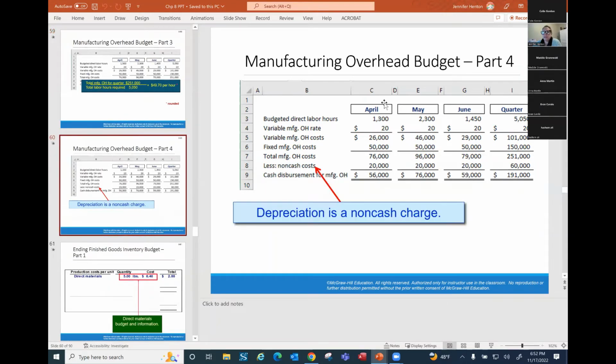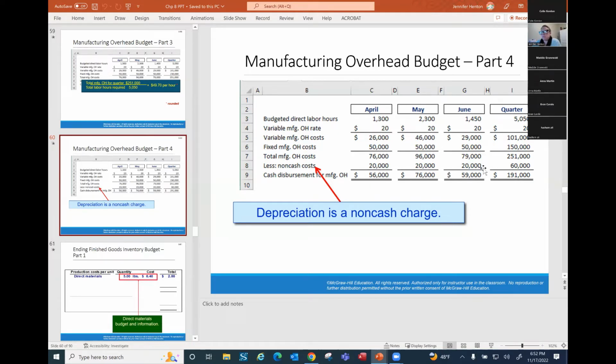All right, so now I'll extend this out a little bit further. I'm going to take out my non-cash costs. So I'm not spending any cash here. This is just an expenditure that we've done an entry for on the books. So I'm going to deduct that out. So my cash disbursement is $56,000 for April when I take that out.